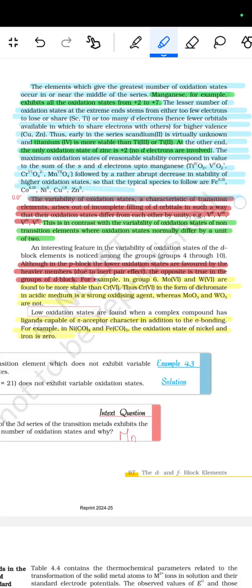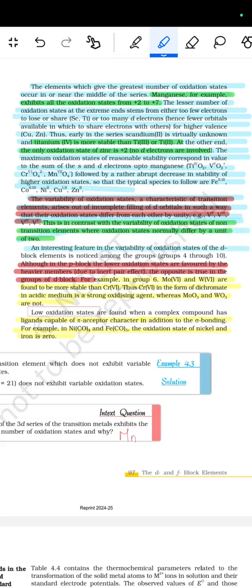The variability of the oxidation state is a characteristic of the transition elements, arising out of the incomplete filling of the d orbitals in such a way that the oxidation states differ from each other by unity. Example, V2+, V3+, V4+, V5+. This is in contrast with the variability of the oxidation state of the non-transition elements, where the oxidation states normally differ by units of 2.